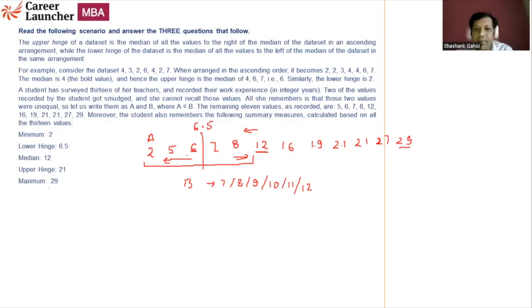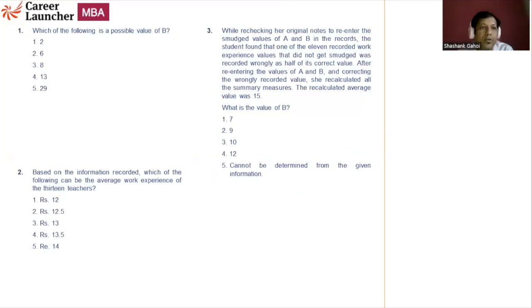Upper hinge is 21. So basically, if we see, the median of these 6 values is 21, okay, fair enough. So the upper hinge is 21. Okay, so we have figured out whatever we could. Now let's see. Which of the following is a possible value of B? So between 7 to 12, we already know it. In that range, the only possible number is 8. So my answer of this question is going to be 8.